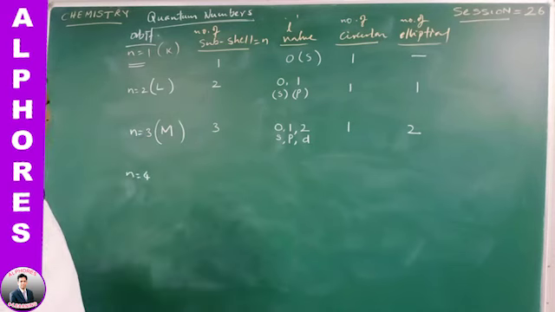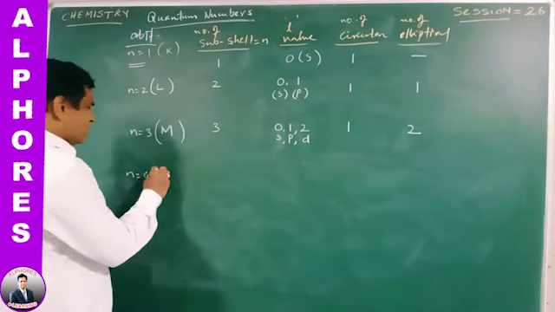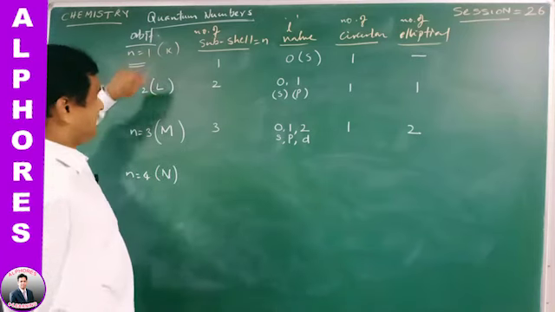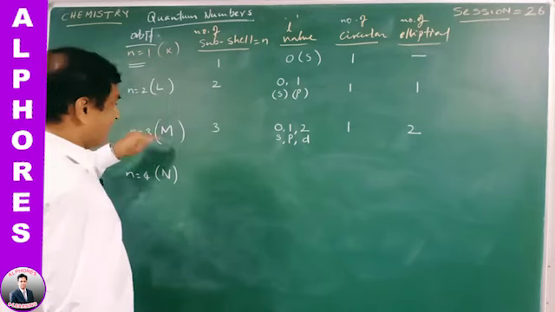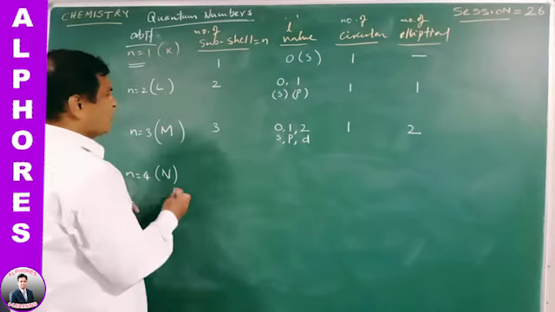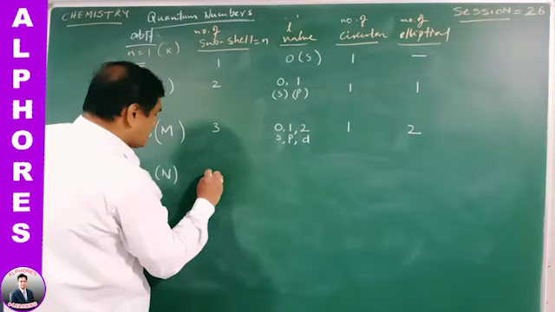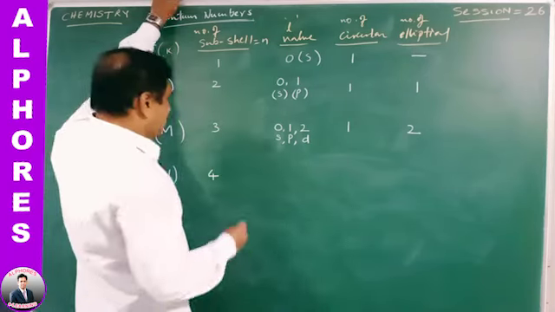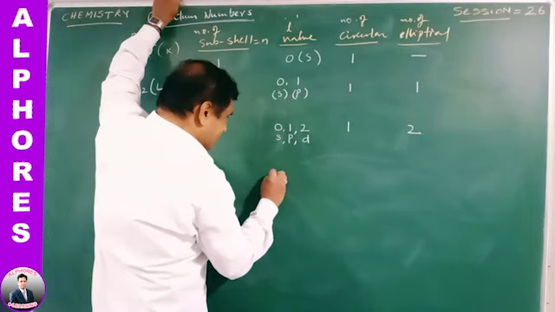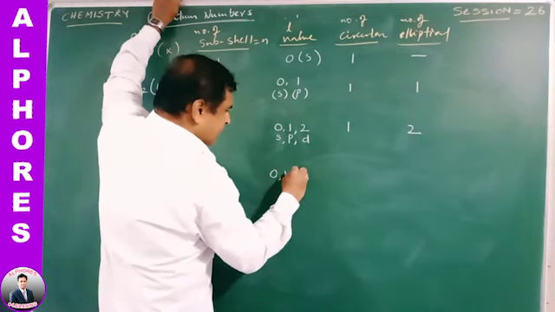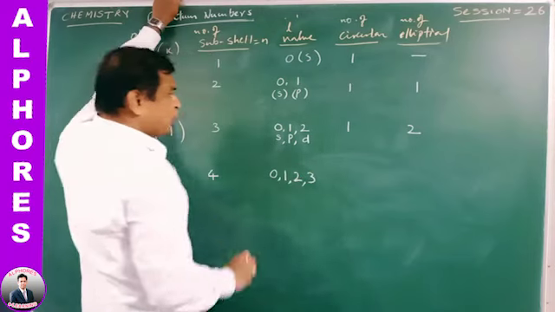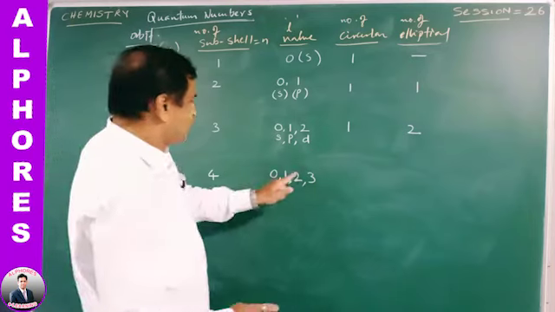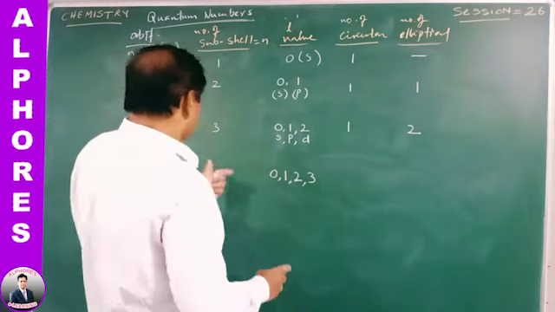Next, n is equal to 4. When n is equal to 4, that is nothing but the N shell, the fourth orbit, K, L, M, N shells. In the fourth orbit, how many subshells exist in total? Total 4 subshells exist. What are the L values of the 4 subshells? That is 0, 1, 2 and 3, the azimuthal quantum number values. L should be less than n.